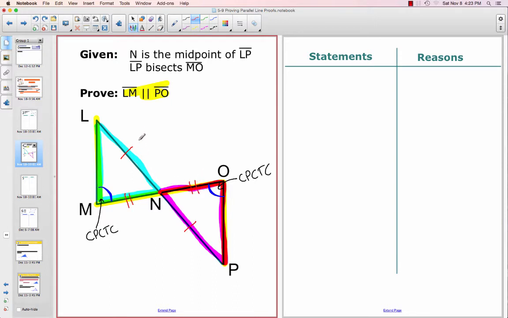Okay, we only have two pieces. We only have this side and this side. Remember, we want to get these blue angles. We don't have them yet. We need to somehow prove the triangles congruent first. So we don't have these, so we can't use that in our proof here.